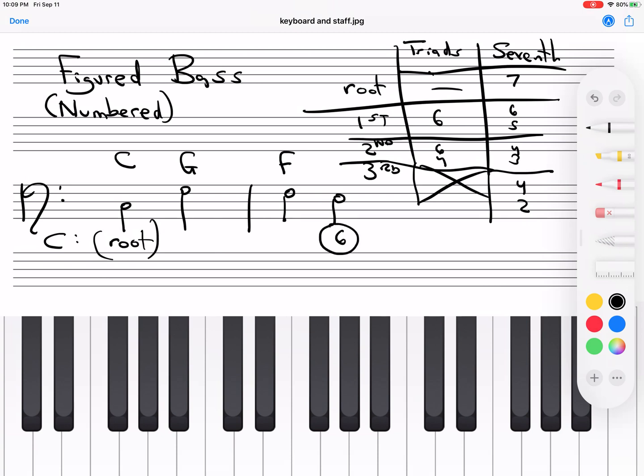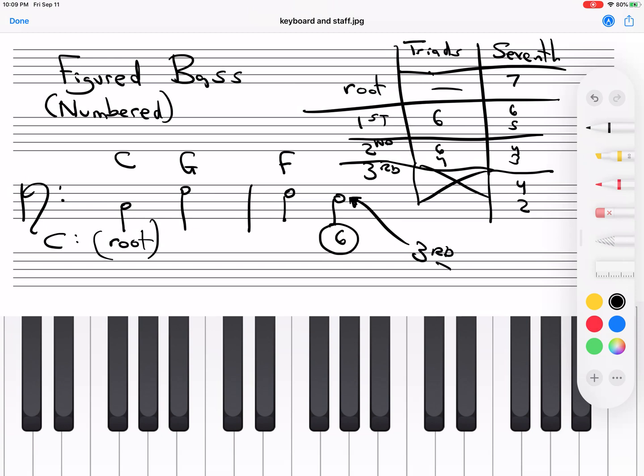Now, what about this? Well, remember, if it's in first inversion, what part's in the bass? The third of the chord. So you can go back and review this. If it's in first inversion, the third's in the bass. If it's second inversion, it's the fifth. And if it's in third inversion, it's the seventh.